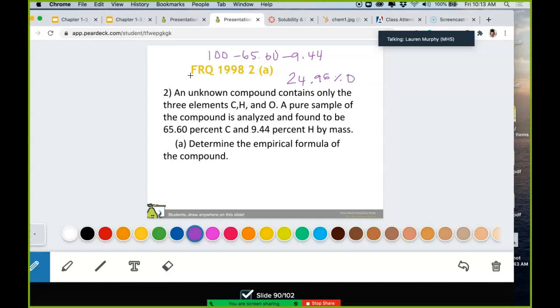Now again, on these problems we always assume 100 grams, so that allows us to rewrite the percentages as grams. So now this is 65.60 grams of carbon, right? To write empirical formulas, we need to be in moles, so turn grams into moles. And then it is 9.44 grams of hydrogen. Hydrogen is 1.01 grams per 1 mole. And it is 24.96 grams of oxygen. Oxygen is 16 grams per mole.